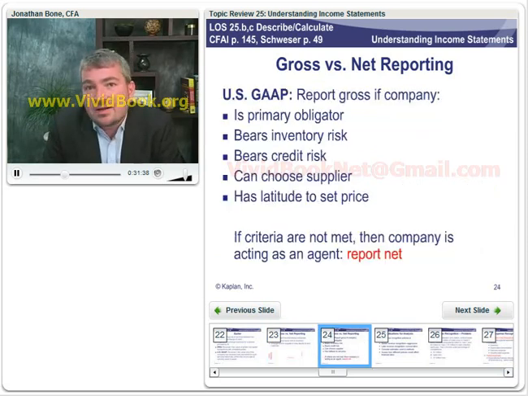US GAAP gives us a little bit of guidance about when we should report gross. Now it says if the company making the sale is the primary obligor, so they have the responsibility with the customer, if they hold the inventory and as a result they bear inventory risk such as obsolescence, if they have the credit risk if the customer doesn't pay, if essentially the merchandising company can actually choose which supplier to fulfill the order, and if we have latitude to set price, then essentially we're going to report gross. So show the sales figure and show the cost of goods sold separately, and as a result gross profit. If you don't meet the criteria, then essentially you're acting as an agent, so just report the net revenue.